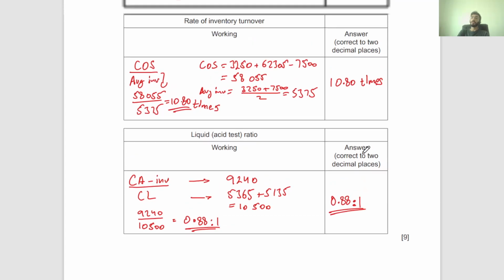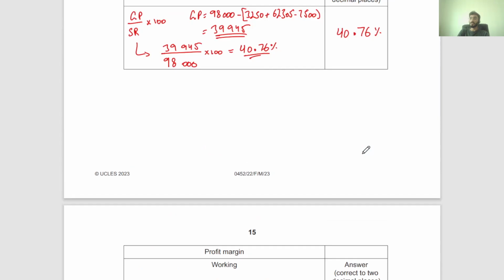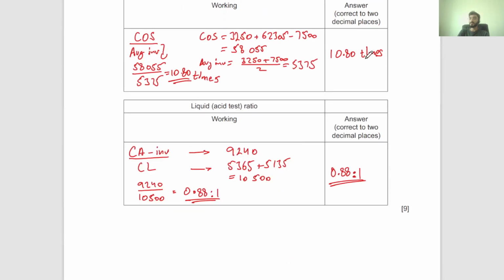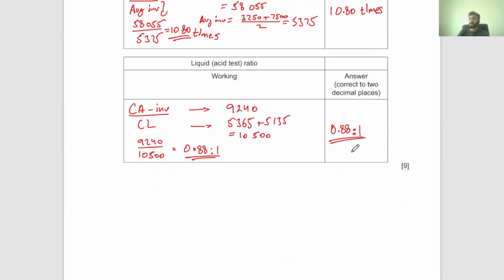See the way all of them work? So we have percentage here, number of times here, and there's a ratio. You must be familiar with this, guys.